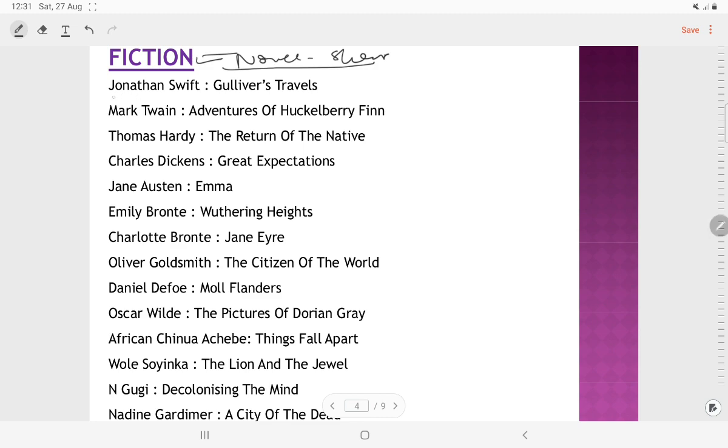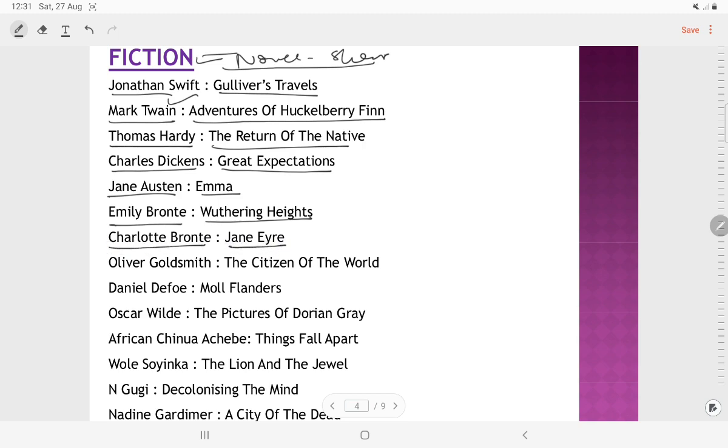So let us see. Jonathan Swift, Gulliver's Travels. Mark Twain, the American novelist, Adventures of Huckleberry Finn. Thomas Hardy, Return of the Native. Charles Dickens, Great Expectations. Jane Austen, Emma. Emily Bronte, Wuthering Heights. Her sister Charlotte Bronte, Jane Eyre. Oliver Goldsmith, The Citizen of the World. Daniel Defoe, Moll Flanders. Oscar Wilde, The Picture of Dorian Gray.